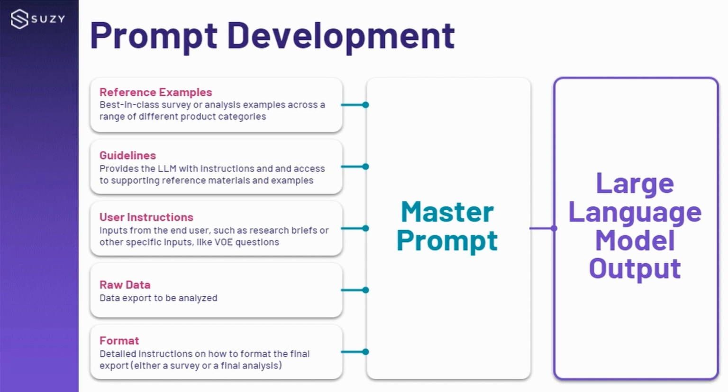We use that large language model by creating prompts. Prompts are basically instructions that can leverage the large language model's capabilities around your specific needs. And so when we build that master prompt, we do it by breaking down the process of whatever it is we're looking to do into basic elements.